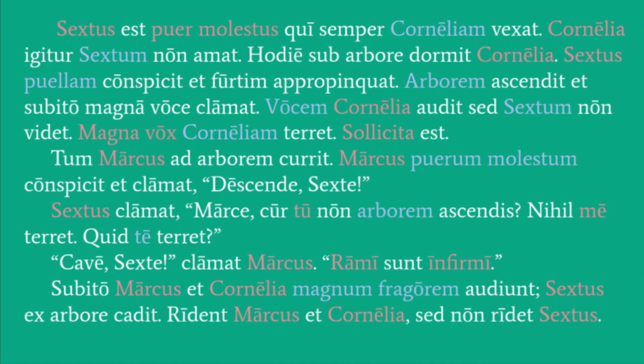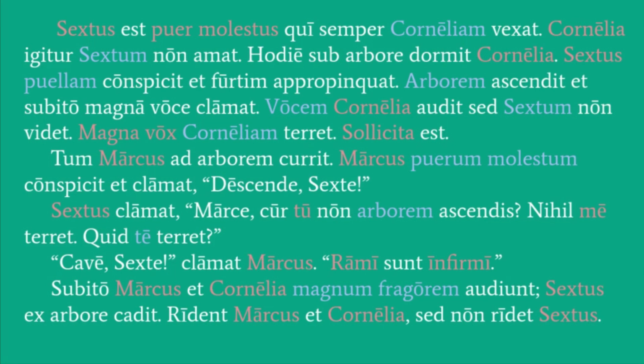Tum, Marcus ad arborem curret. So then Marcus runs toward the tree, ad arborem, right? He runs towards the tree. Marcus puerum molestum conspicit et clamat, descende Sexte. Right, again, Marcus is my subject. He conspicit, he catches sight of something. Who does he catch sight of? Direct object is puerum molestum, the annoying boy. And he shouts, clamat, descende Sexte, climb down Sextus.